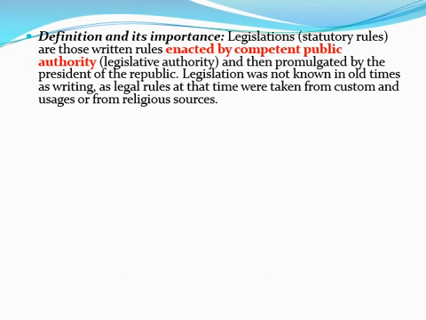Each kind has a different competent public authority. Now, we need to know that legislation wasn't always the first source of law. Custom in the old times used to be the first source of law, but with the development of civilizations and the legal systems, we tried to make law more certain, written, clear. So we used legislations instead of custom and delayed custom to the second position instead of the first.